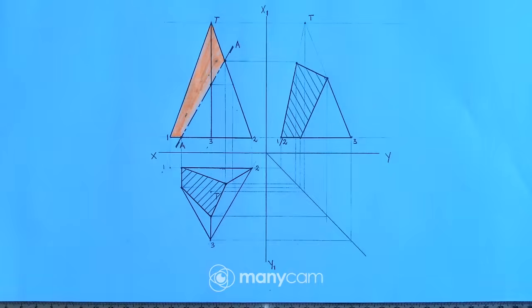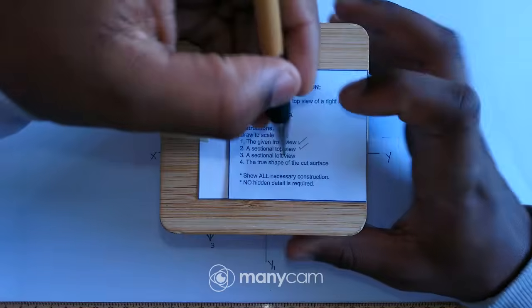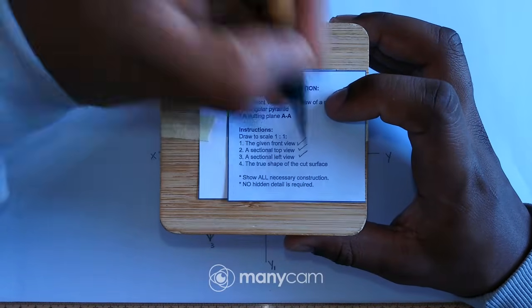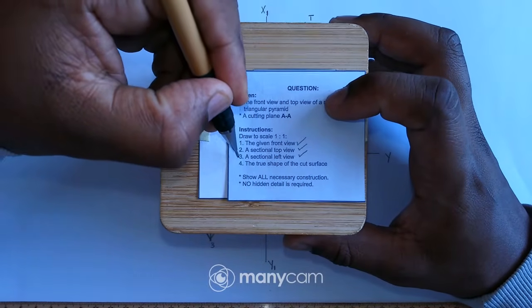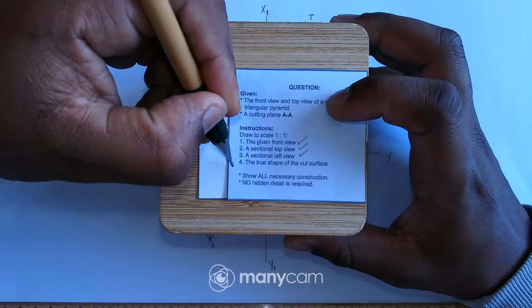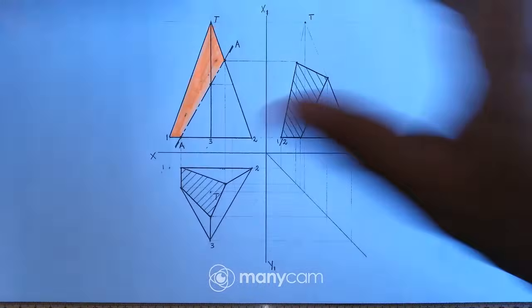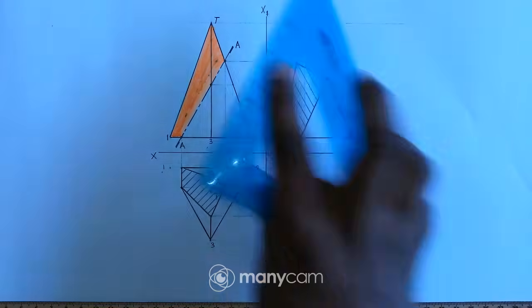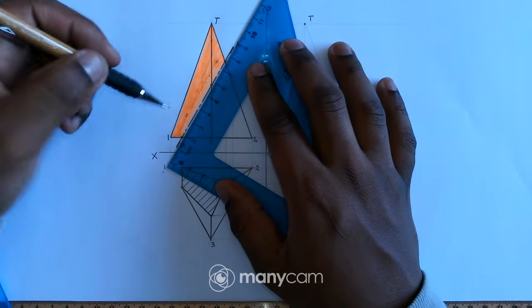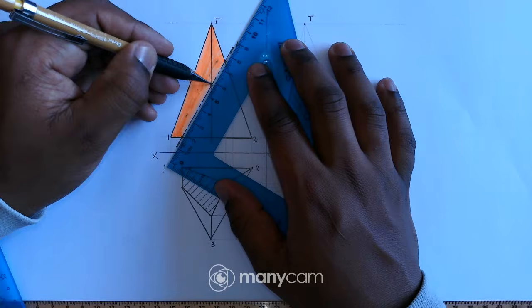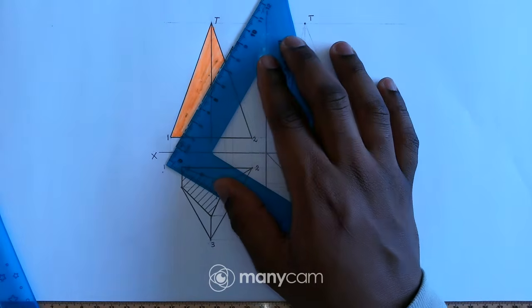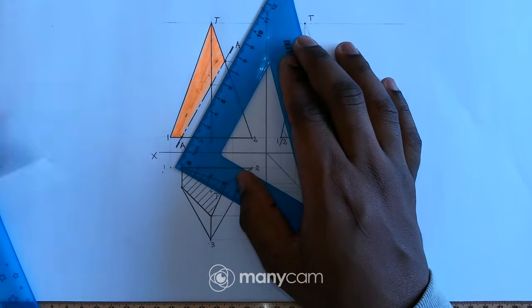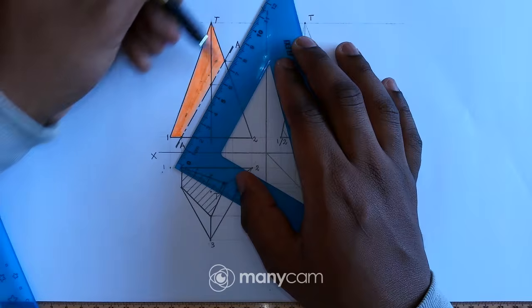Now I will have to move to our last view, which is the true shape. So I can mark off the sectional left view. So now we have to draw the true shape of the cut surface. So where is our cutting plane? Our cutting plane is right there. So now what I have to do is project the points from the cutting plane up, but now obviously those lines must be perpendicular to the cutting plane.